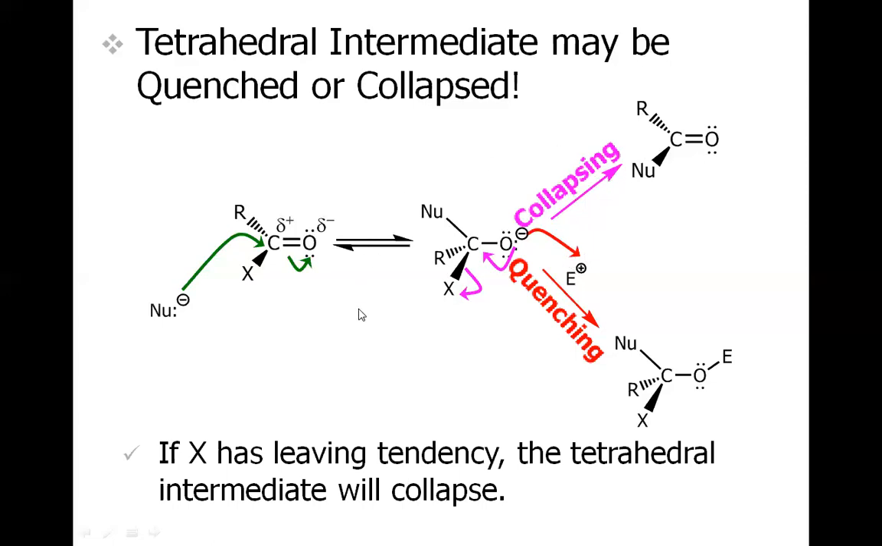So when we were discussing the two broader classes of carbonyl compounds, we mentioned that one is the aldehyde and ketone, the other class is called the carboxylic acids and their derivatives. So for the second class, the carboxylic acids and their derivatives, this collapsing is favorable.